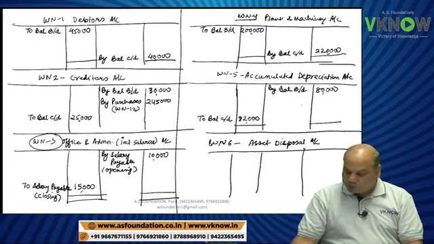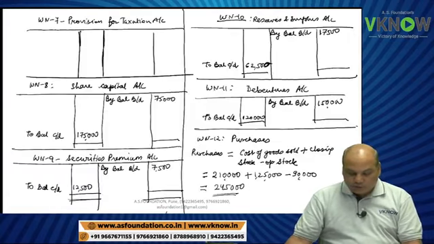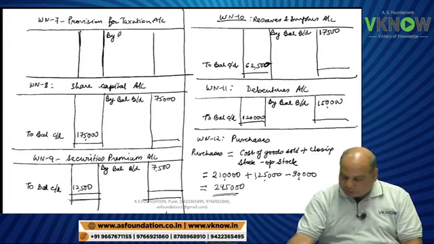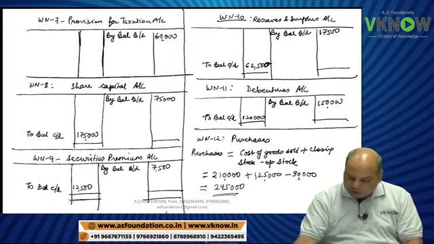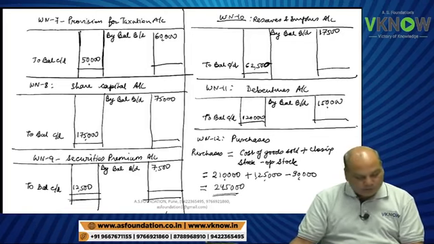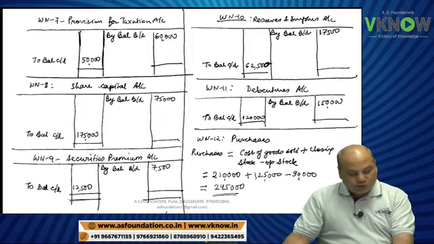Next item is provision for taxation, working note number 7. By balance brought down, provision for taxation 60,000 and debit side to balance carried down is 50,000. To balance carried down is 50,000. And what about provision for dividend?